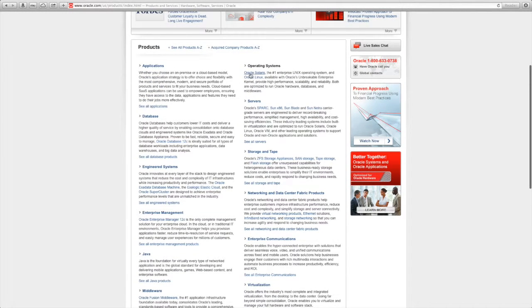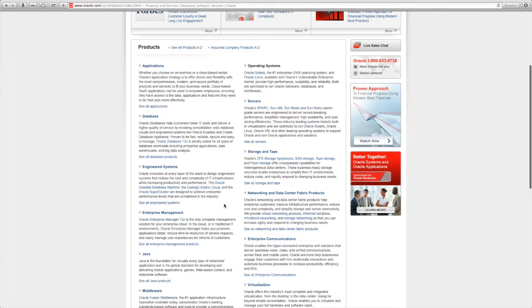Operating systems, they offer Oracle's Solaris or Oracle Unix. Servers, on the other hand, are hardware. Storage and tape are hardware. Networking and data center fabric products are hardware. So you need to be careful about which services you choose.